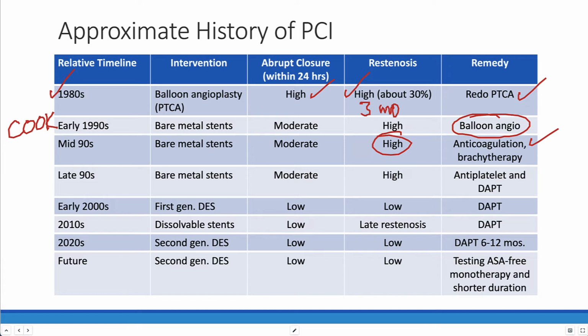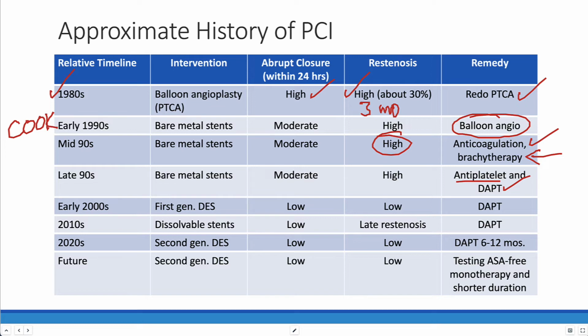Later, we also used radiation. So if people continued to have restenosis because of thickening of the intima, we did brachytherapy on them, and we just irradiated their chest. I thought that was a horrible idea, because what if they need bypass? Then you're going to be sewing into mush, but whatever. We didn't last long with that, because later in the 90s, we discovered that antiplatelet agents, and in particular DAPT, dual antiplatelet therapy, was more effective than anticoagulation, and we often didn't need brachytherapy.